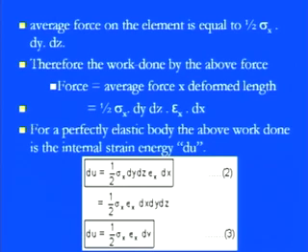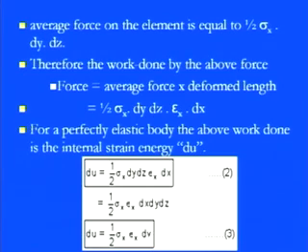And if you are talking about dU, then we have half of sigma x epsilon x into dV, or we can say that the strain energy per unit volume is nothing but equal to sigma x epsilon x by 2. That's what I told you, that if you are talking about an elastic body, then the stress sigma x and the strain epsilon x are equally responsible for the strain energy storage.